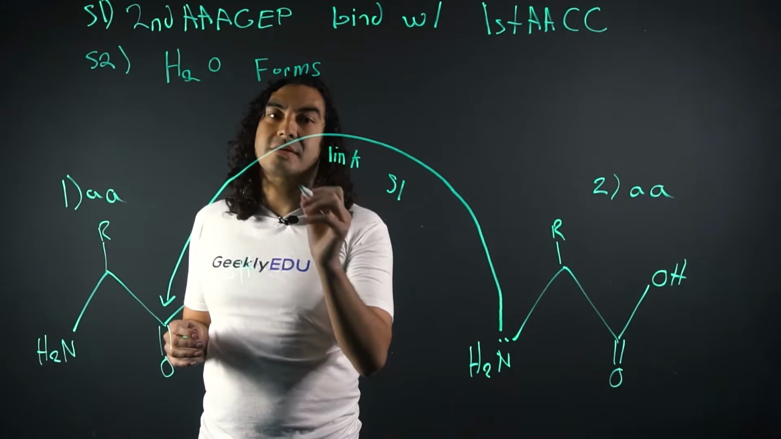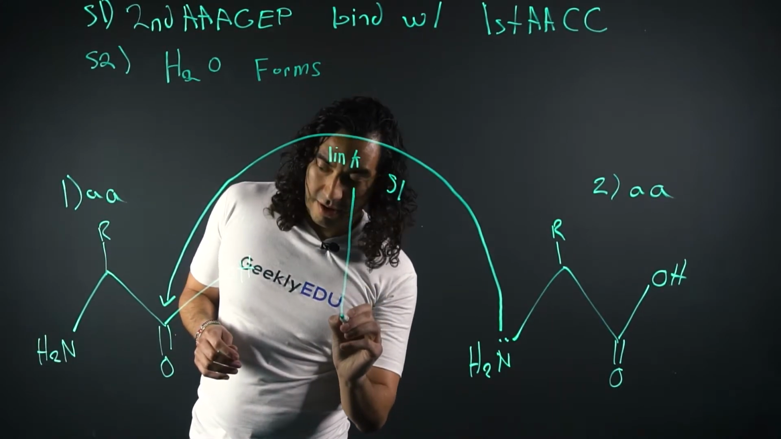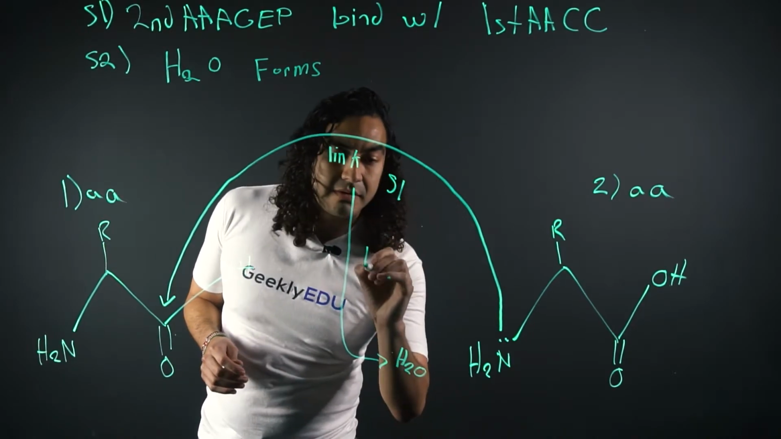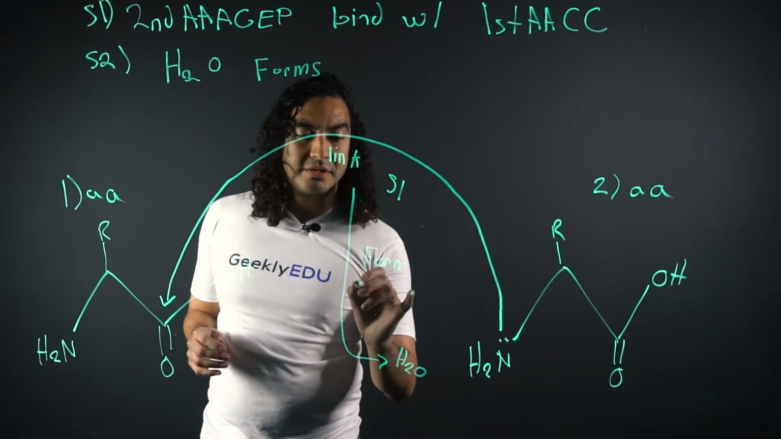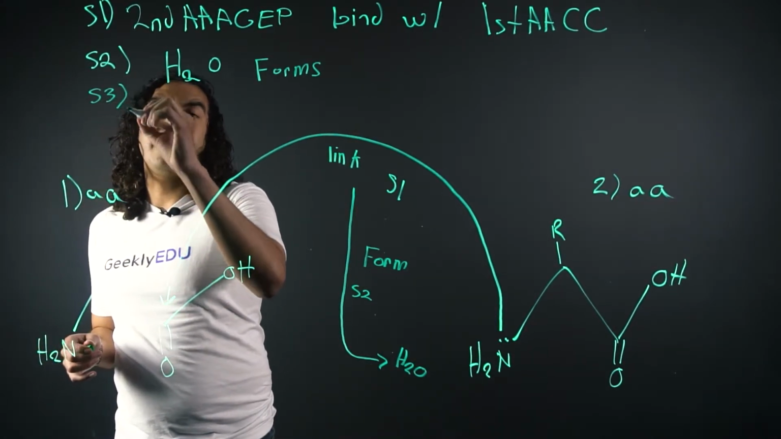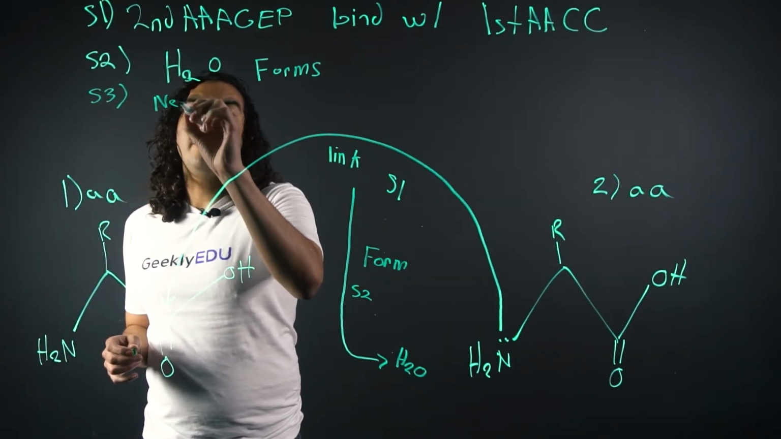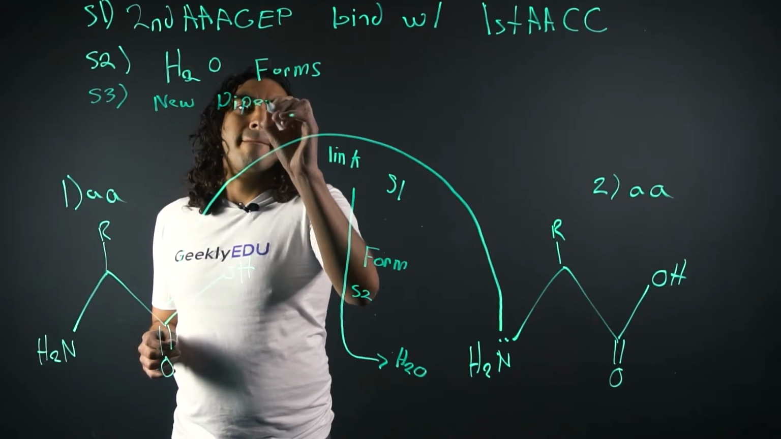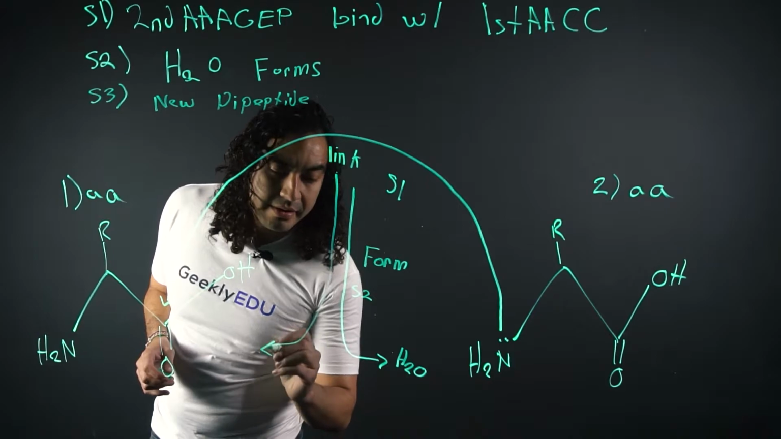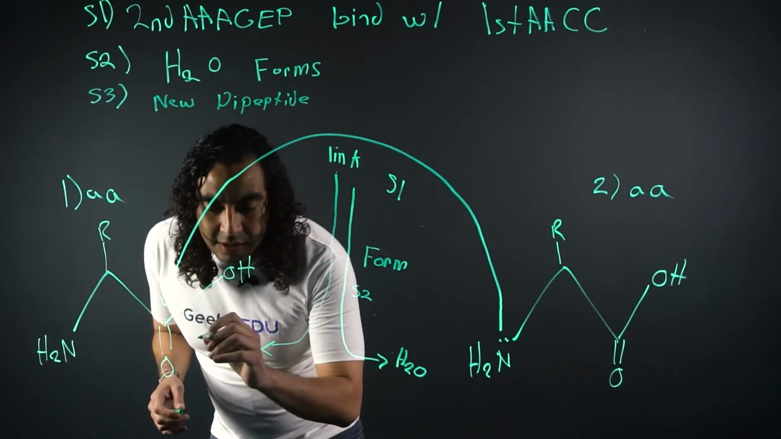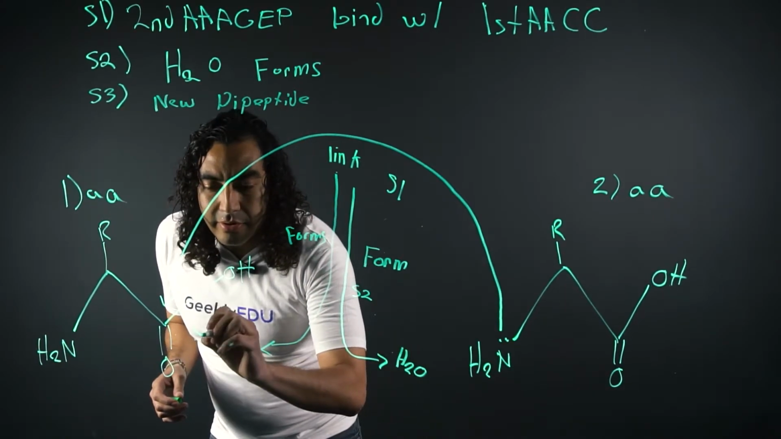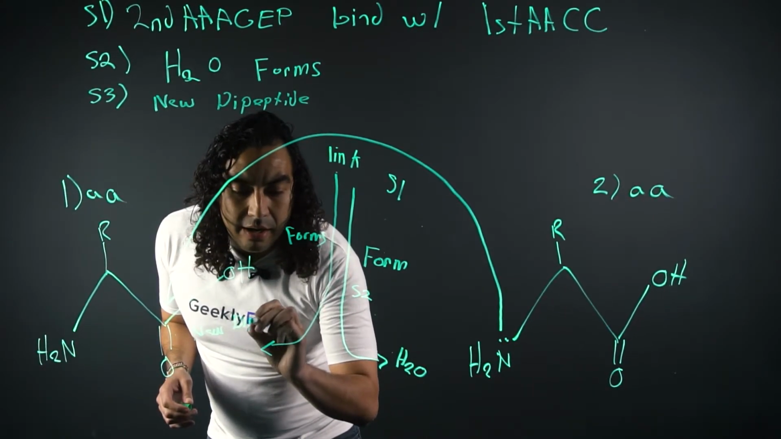So let's see what that looks like. We're going to come over here, and we have H2O that's going to form. So this is going to be step two. Now, step three is our new dipeptide forms. We're going to form a whole new dipeptide just based on this link that we formed over here. So we form our new dipeptide.